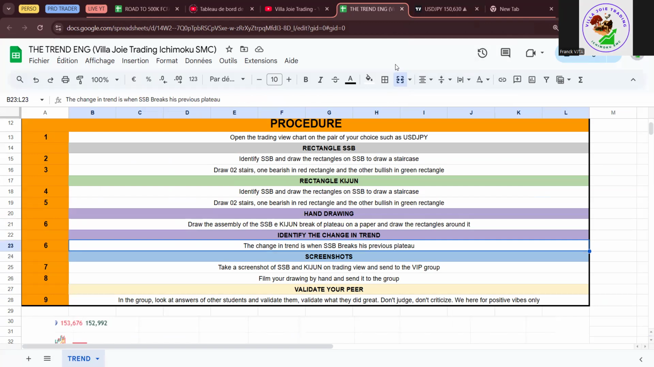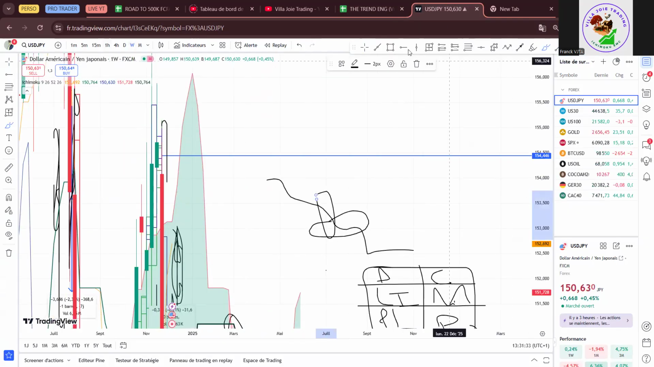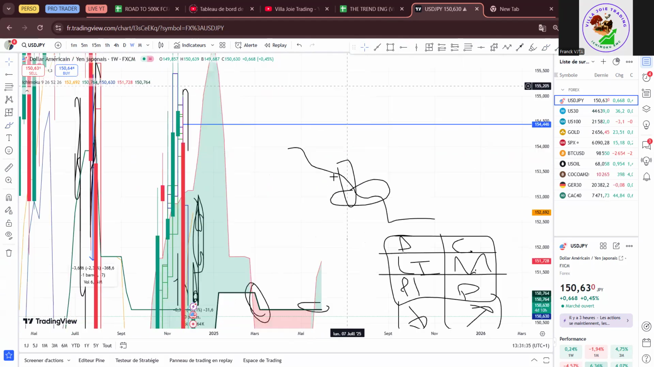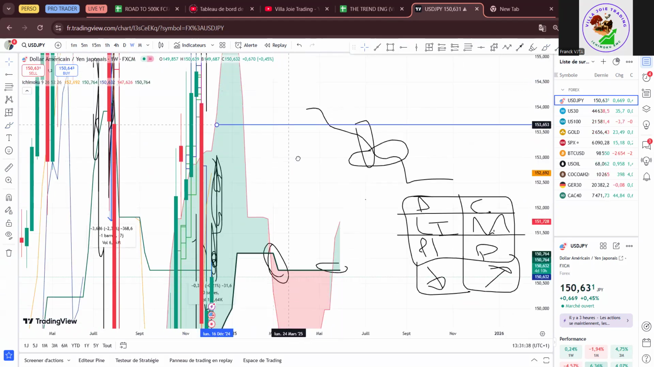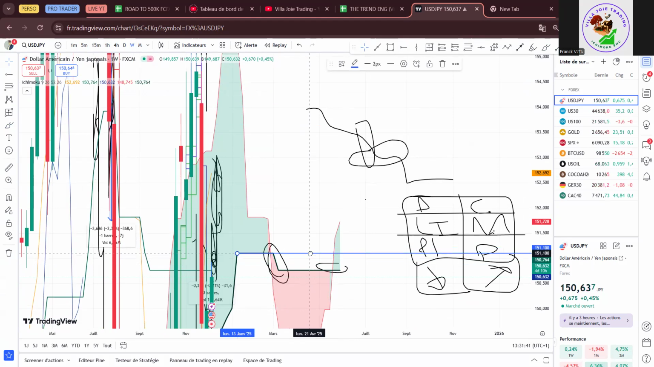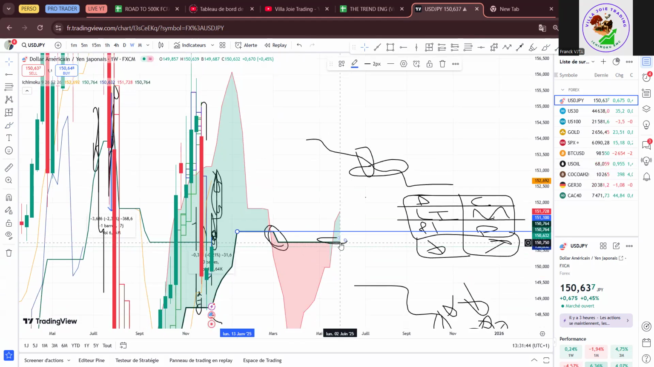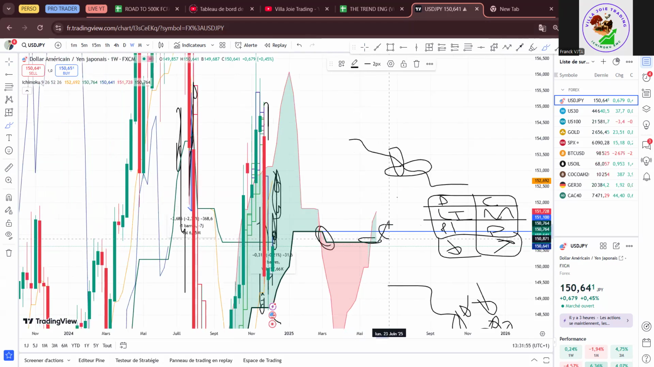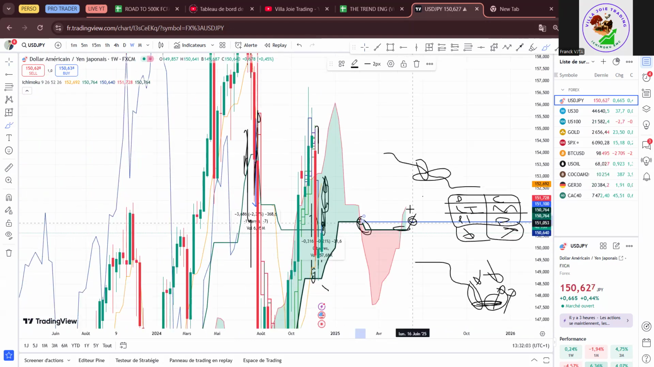And then identify when there is a change in trend. You need to identify when there is a change in trend using this blue line. For example, if I use this blue line, I know that a change in trend to the upside will be confirmed when this black line of SSB breaks it to the upside like this. So that's when the change in trend will happen. That's when the uptrend will continue. But now we are in a deep downtrend. But if you break it to the upside, you have it.